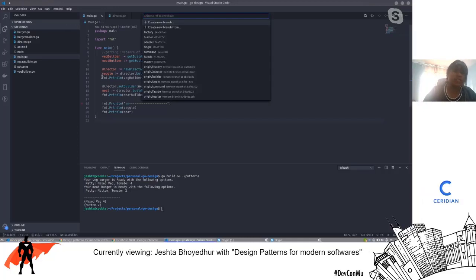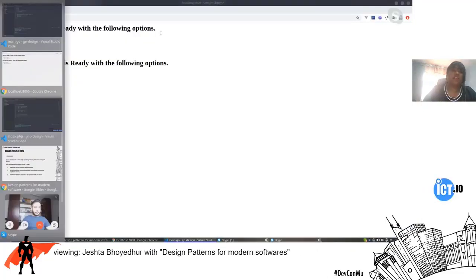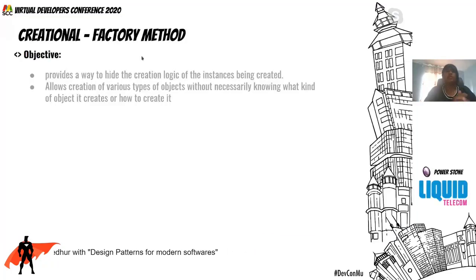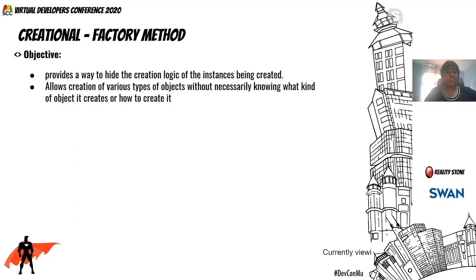The next one is the factory method. Factory method provides a way to hide the creation logic of the instance being created. It also allows creation of various types of object without necessarily knowing what kind of object it creates or how it creates. So when do we use this one?